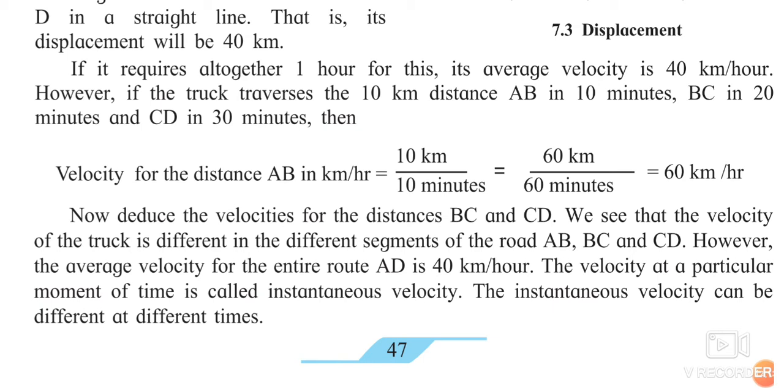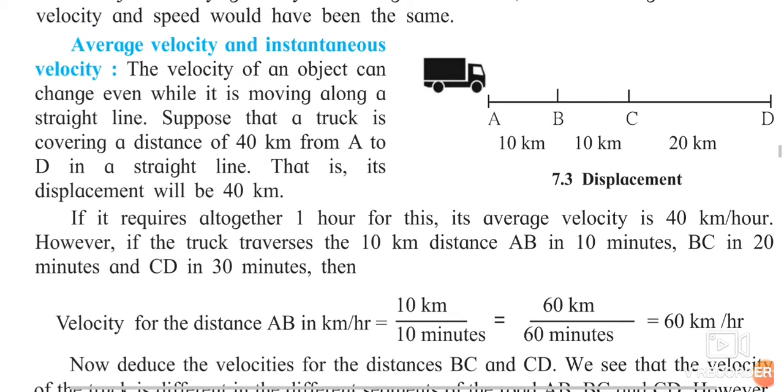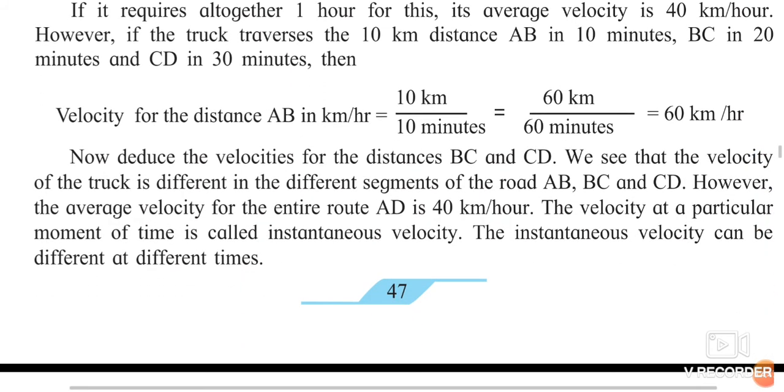We see that the velocity of the truck is different in different segments of the road AB, BC and CD. Why is velocity different? Yes, because the displacement is different and the time required is different. Every time your speed will not be the same. Every time your velocity will not be the same on the road. Okay, so the velocity at a particular moment in time is called instantaneous velocity. For that particular time, whatever velocity you are giving to your vehicle is said to be instantaneous velocity. It is not fixed, it is temporary. The instantaneous velocity can be different at different times.